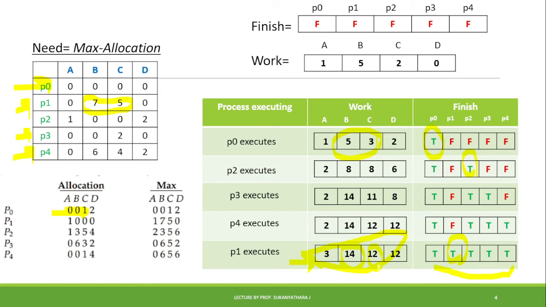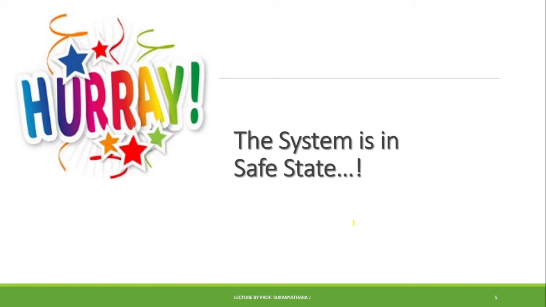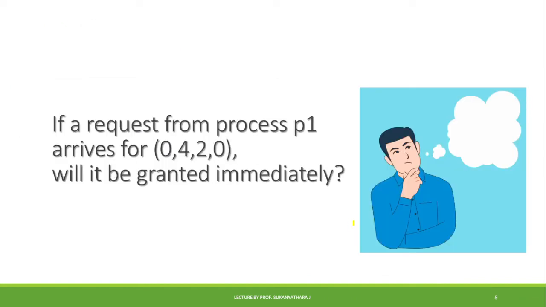Okay. So the problem is complete now. We have checked whether this system is safe or not and we concluded that this system is safe because all the processes were able to finish peacefully. There was no deadlock. And we have got a sequence of execution. First P0 executed and then P2, then P3, P4 and P1. And this sequence is known as safe sequence. So the system is in a safe state.